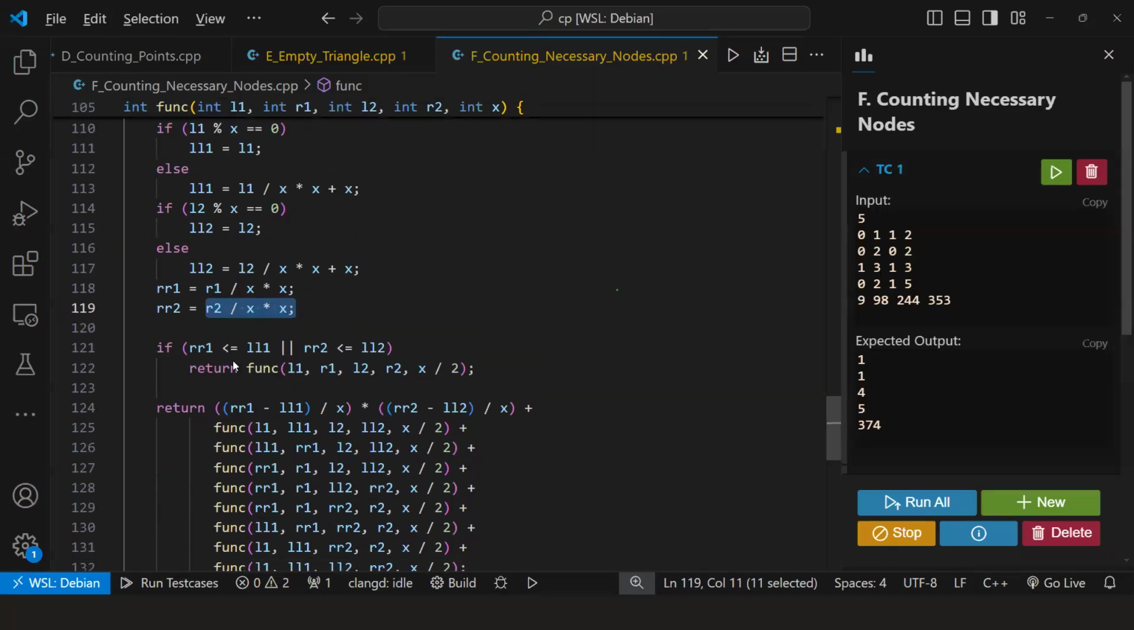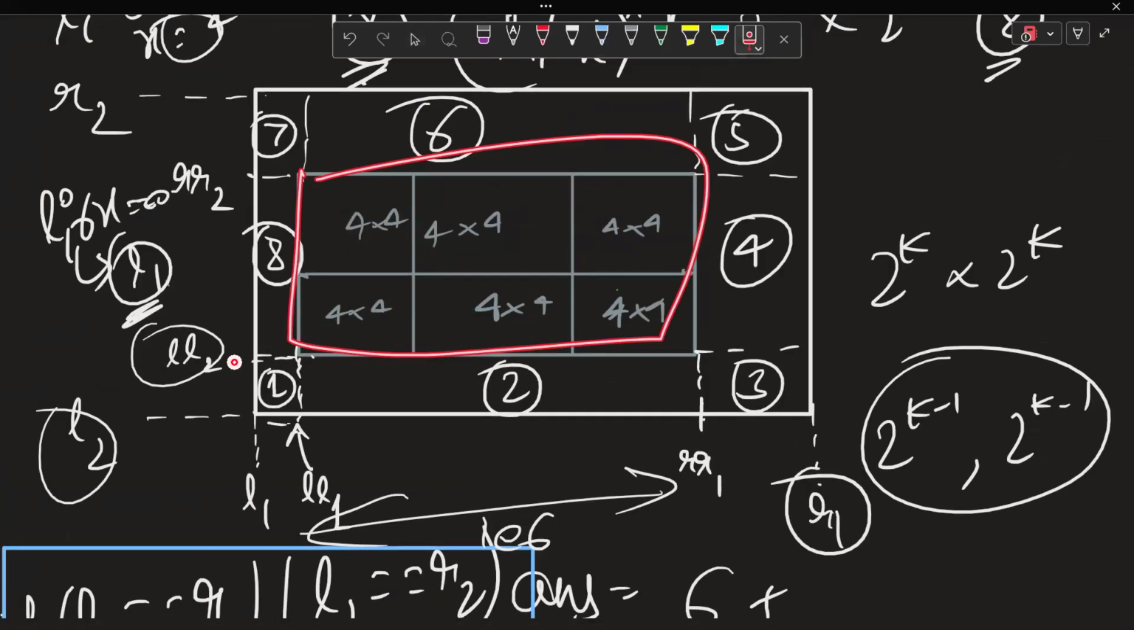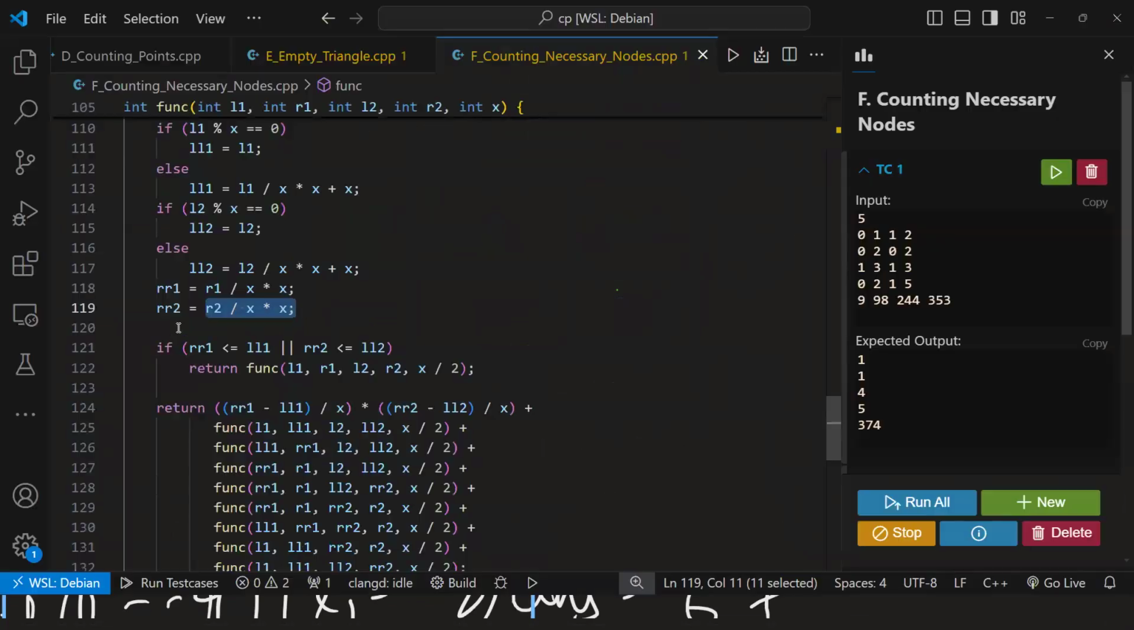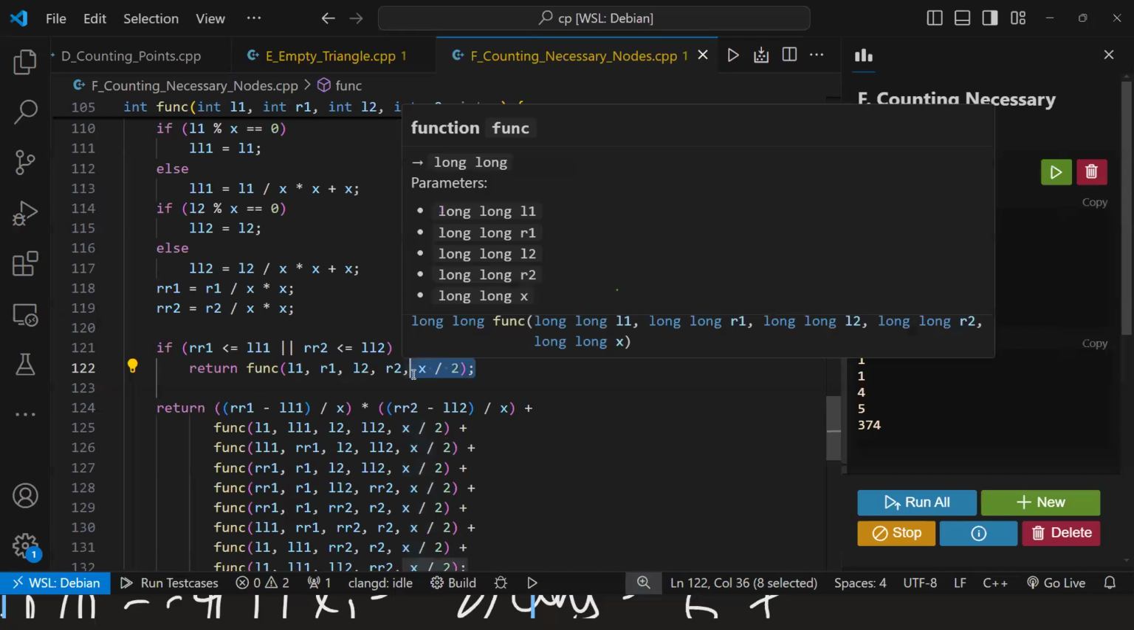One thing is, if you are not able to form any shape with this, then your RR1 becomes less than or equal to LL1. This means you don't get a range, you don't get a rectangle. Or if RR2 becomes less than LL2, that also means you don't get a rectangle. So you just call the same function and reduce your size by 2. You were not able to do it using 8 cross 8, so you tried 4 cross 4. If that is not possible, then you would try 2 cross 2. So you will just call x by 2.